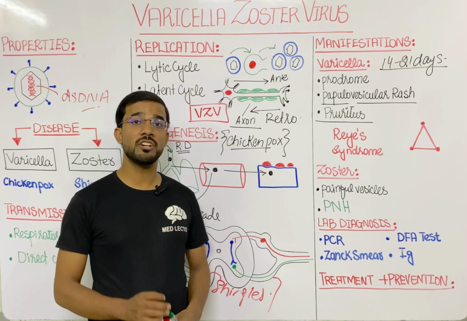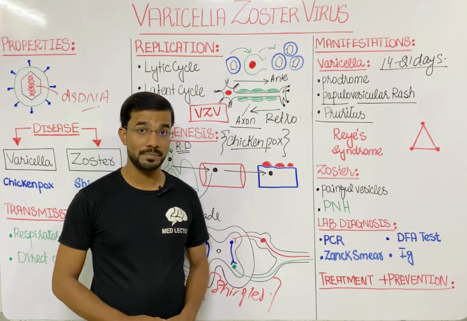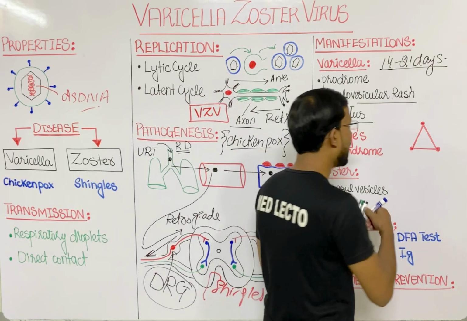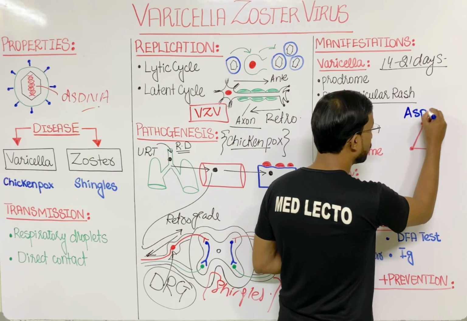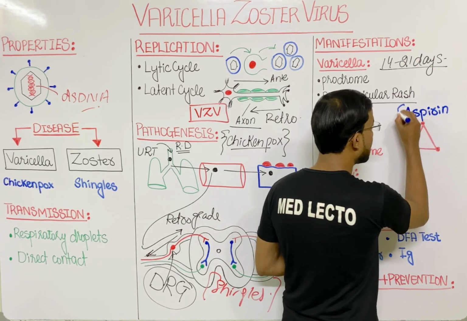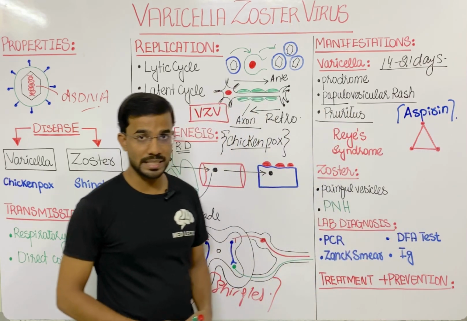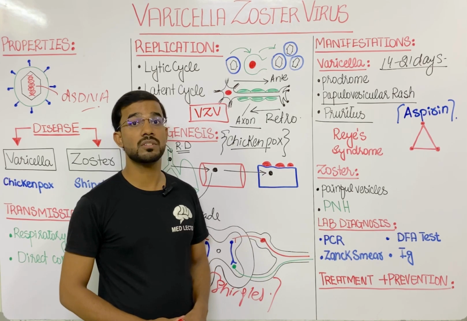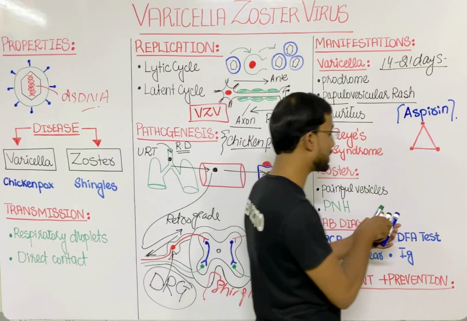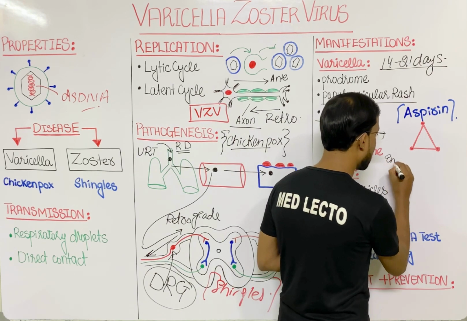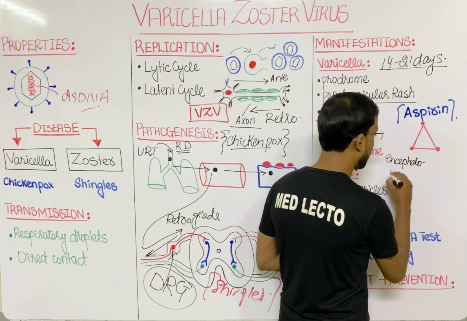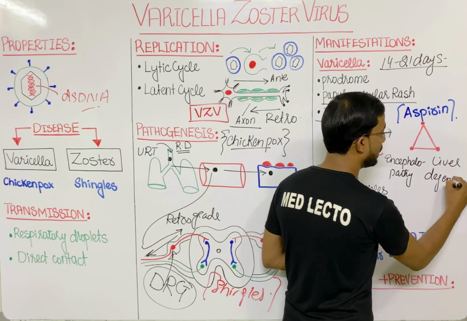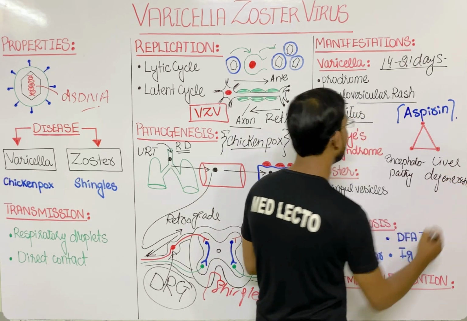But if a child is affected by varicella, and if someone gives aspirin to the child, I'm saying if we give aspirin to a child who is actually affected by varicella, then you can see another syndrome, that is Reye syndrome. As a result, you will see encephalopathy and liver degeneration. That is actually Reye syndrome.